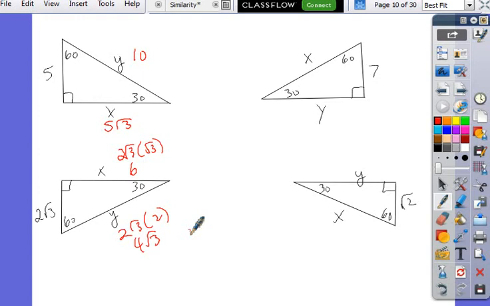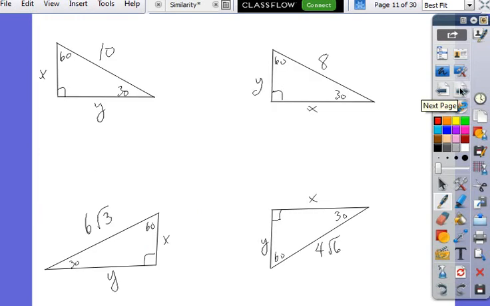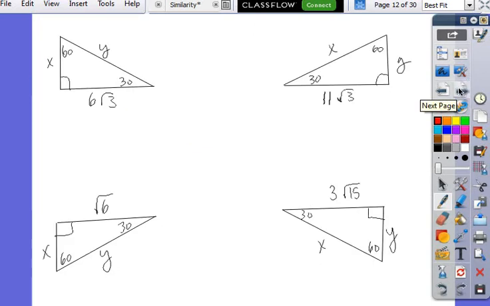What if it gives me the hypotenuse? What do I need to do? Divide. Divide by 2 to find the short side first, and then multiply that short side by root 3. If it gives you the long side, what do you do? You take the root 3 off. Divide by root 3. So 6 root 3 divided by root 3 is 6. That's my short side. Short side times 2 will be 12 for the hypotenuse.